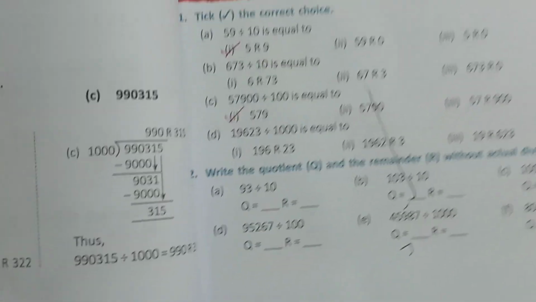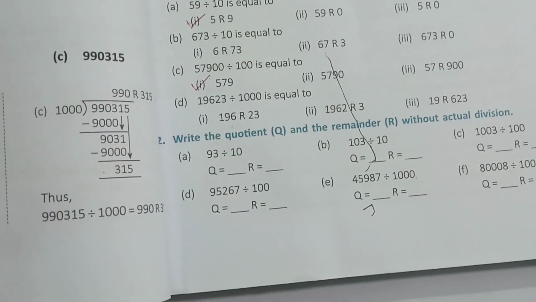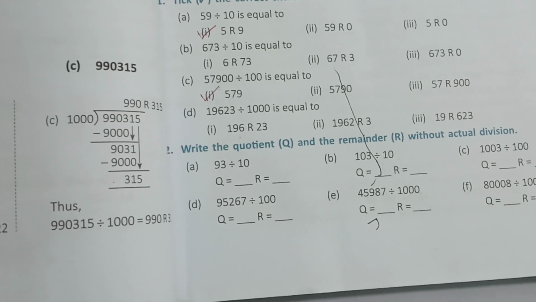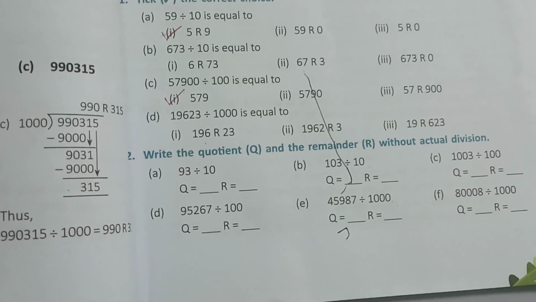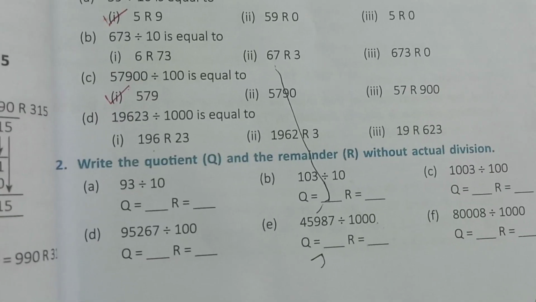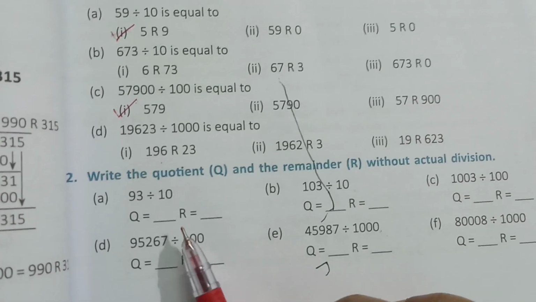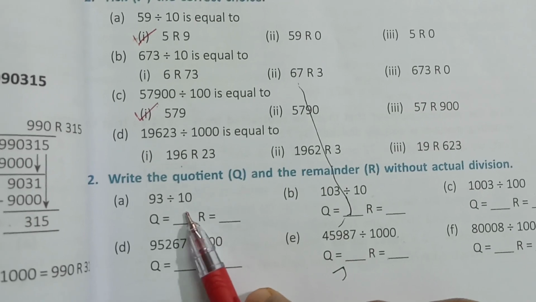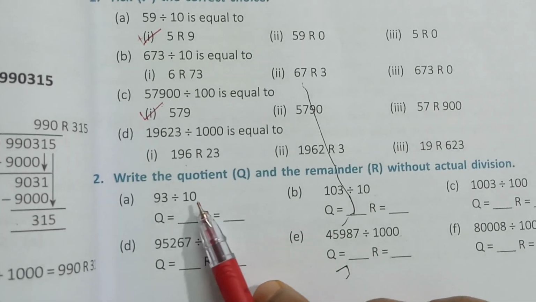Now moving to question number 2. Write the quotient and the remainder without actual division. Means you will not do the division. Just by the rules only you have to find out what will be the quotient and what will be the remainder. So let's take the first question, 93 divided by 10.